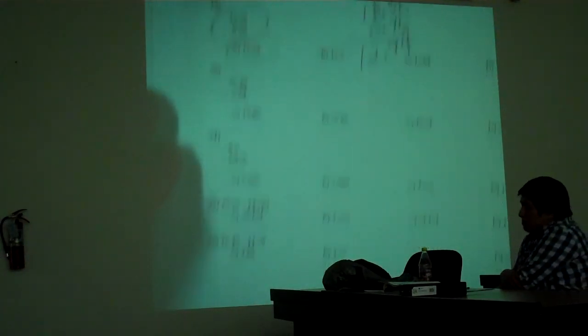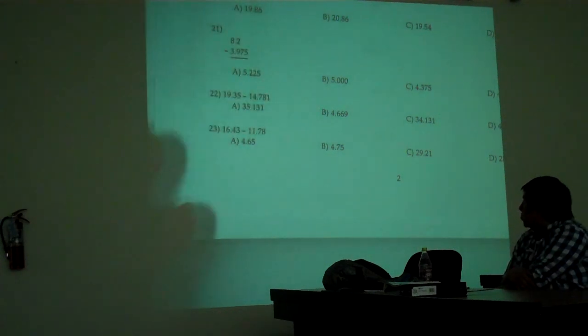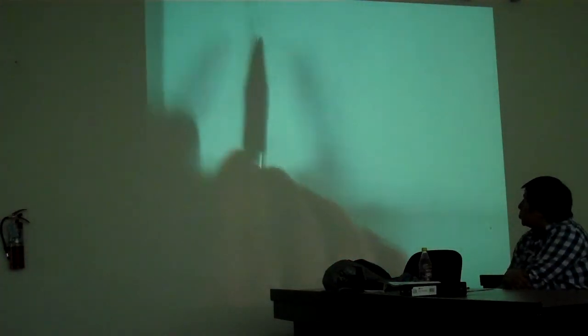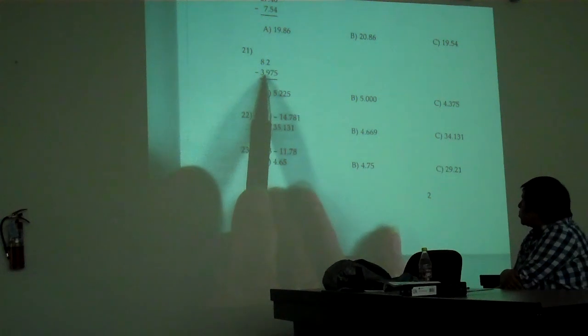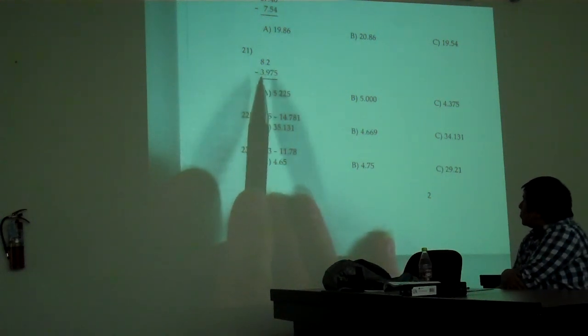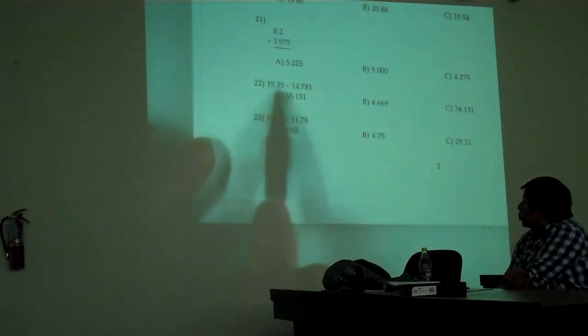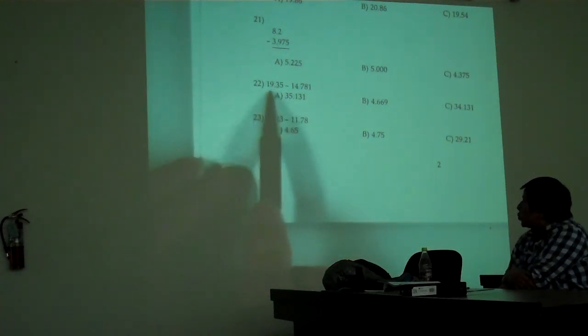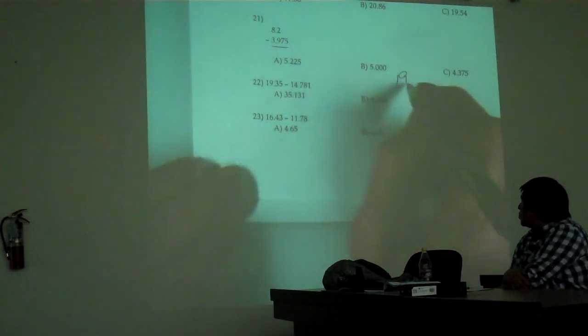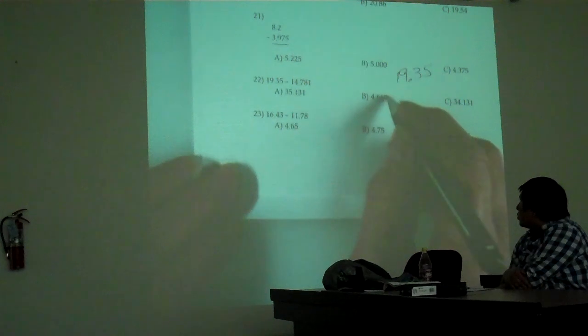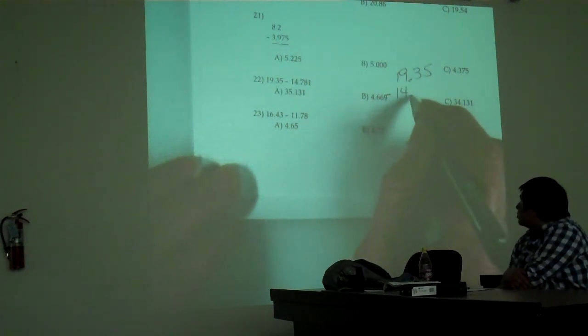Okay? You have a couple more you can practice on. Actually, all of these are the same. These are written where you can do it in that spot if you want. These you need to go ahead and put them where the first number, put the 19.35 minus 14.781.